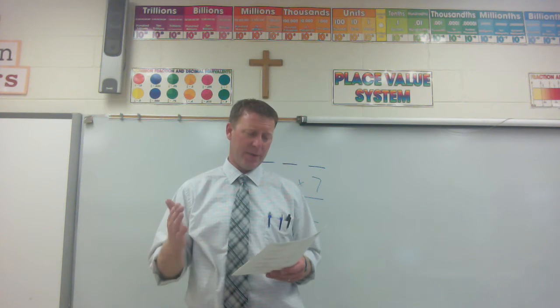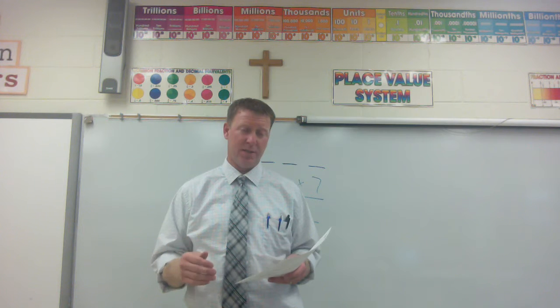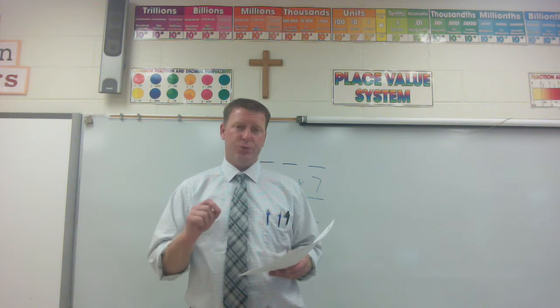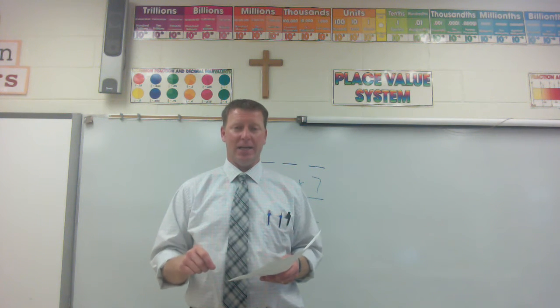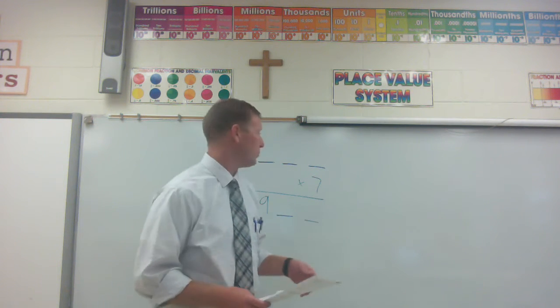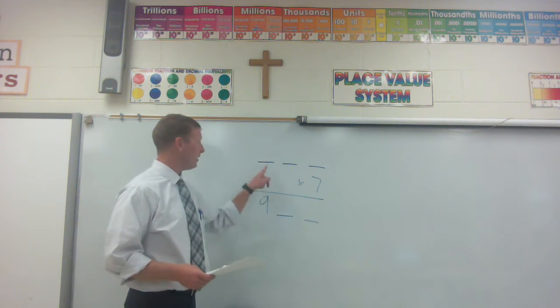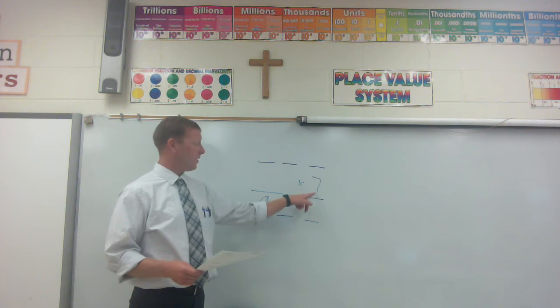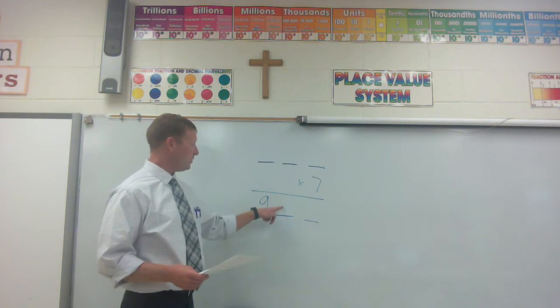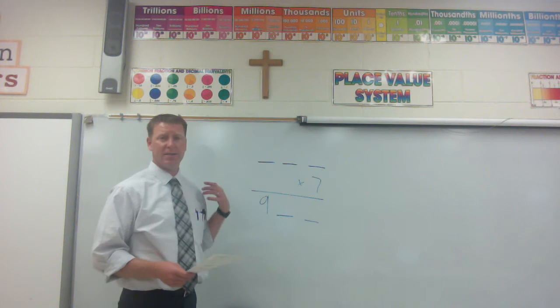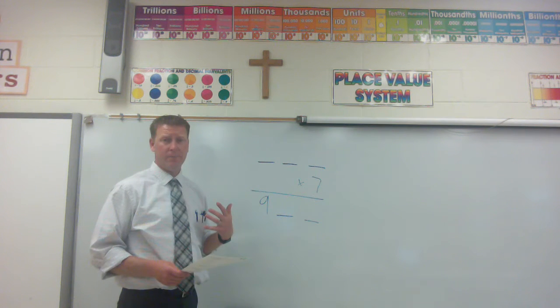It says this: copy this problem and find the missing digits. No two digits may be alike. Now that's what makes this problem really hard, guys, is I can't repeat digits, which means I can't use a 7 on any of these blanks because I already used a 7 there. I can't use a 9 on any of these blanks because I already used a 9 there.